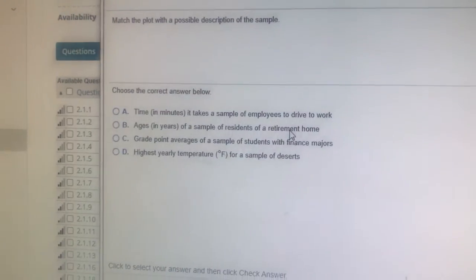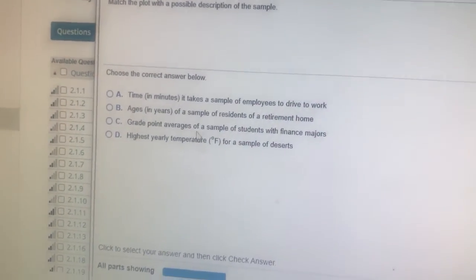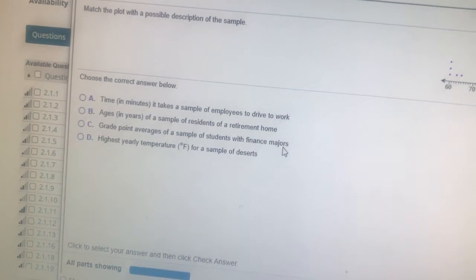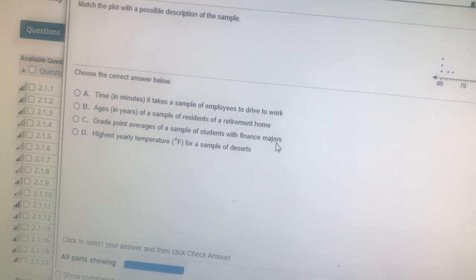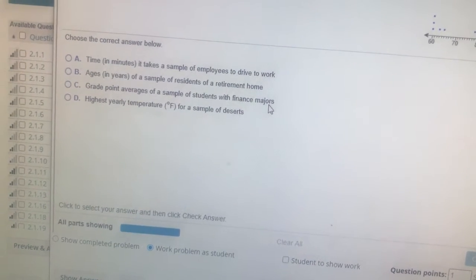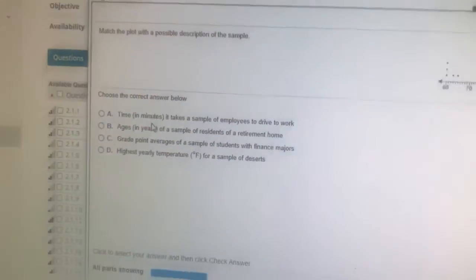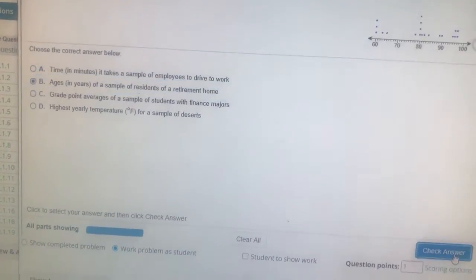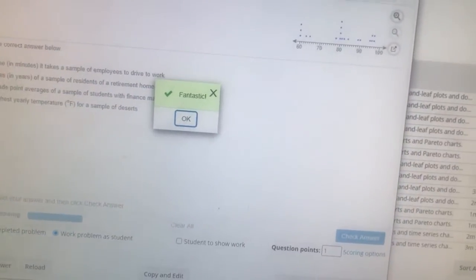Let's go to C. The grade point averages of a sample of students with finance majors. All right, grade point averages are like 1, 2, 3, 4, so that's not that. The highest yearly temperature for a sample of deserts. Okay, I tell you what, a 60-degree desert, I don't think that would be much of a desert. So I'm believing it's the B answer. Yep, and that's right. All right, good deal.